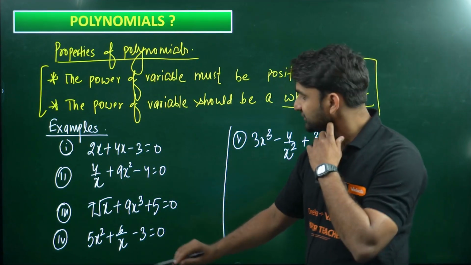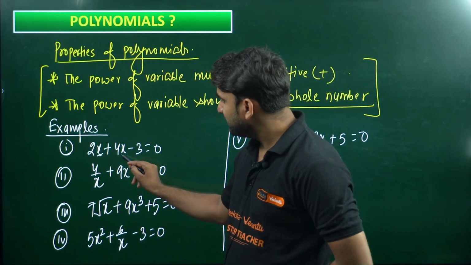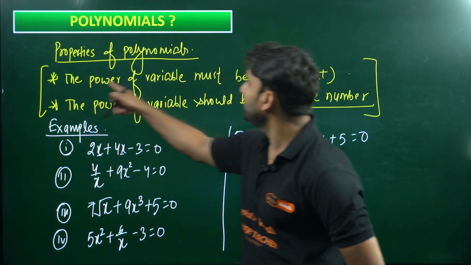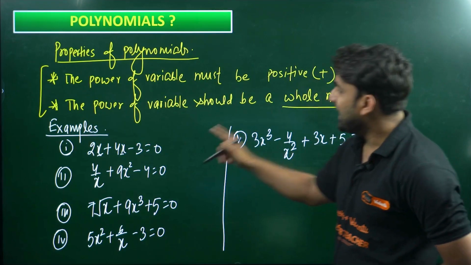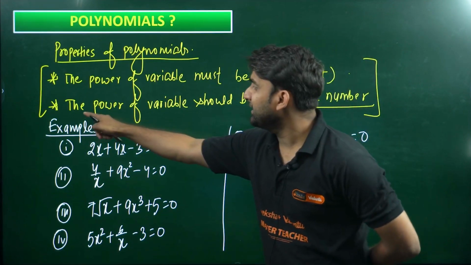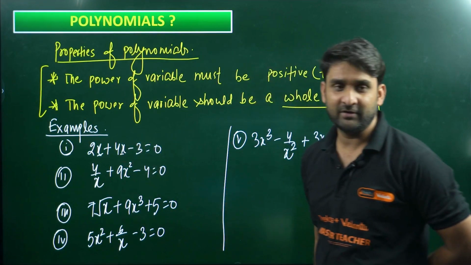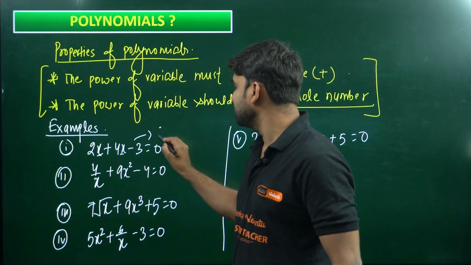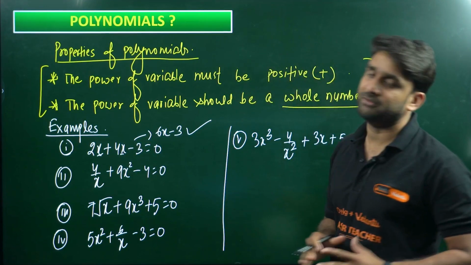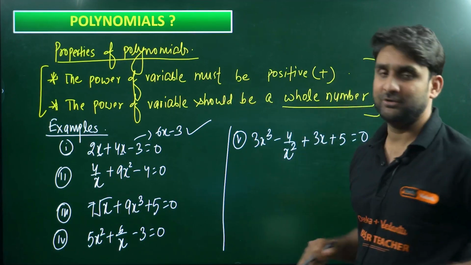Moving to the first. Can you see here in the first, this is the variable, and the power of the variable is positive, which is following the first condition. And the power of the variable should be a whole number. Yes, here is power 1, here is power 1. So we can write this equation also as 4x plus 2x, 6x minus 3. So this is of course a polynomial. Why? Because the power is positive and the power is a whole number also.